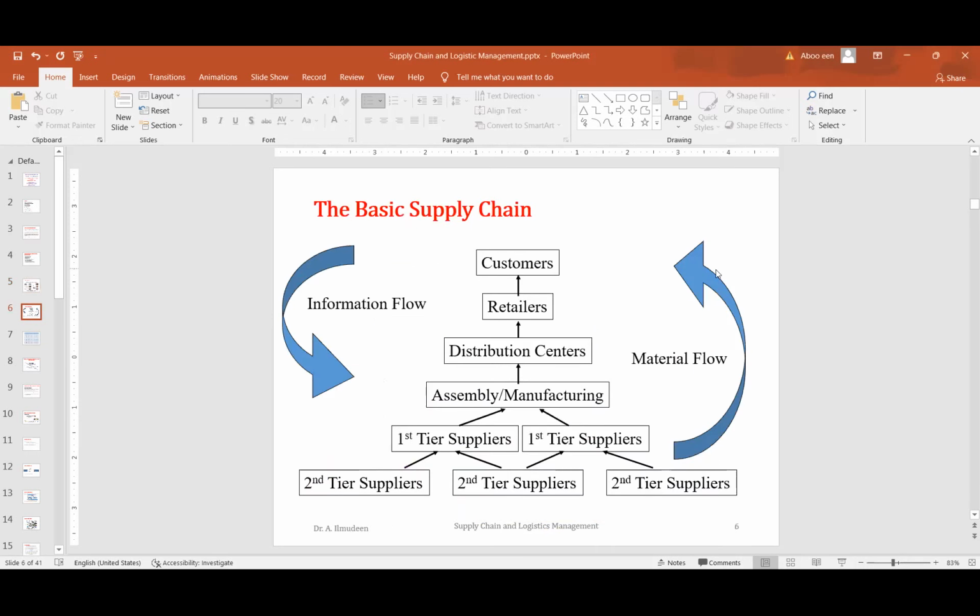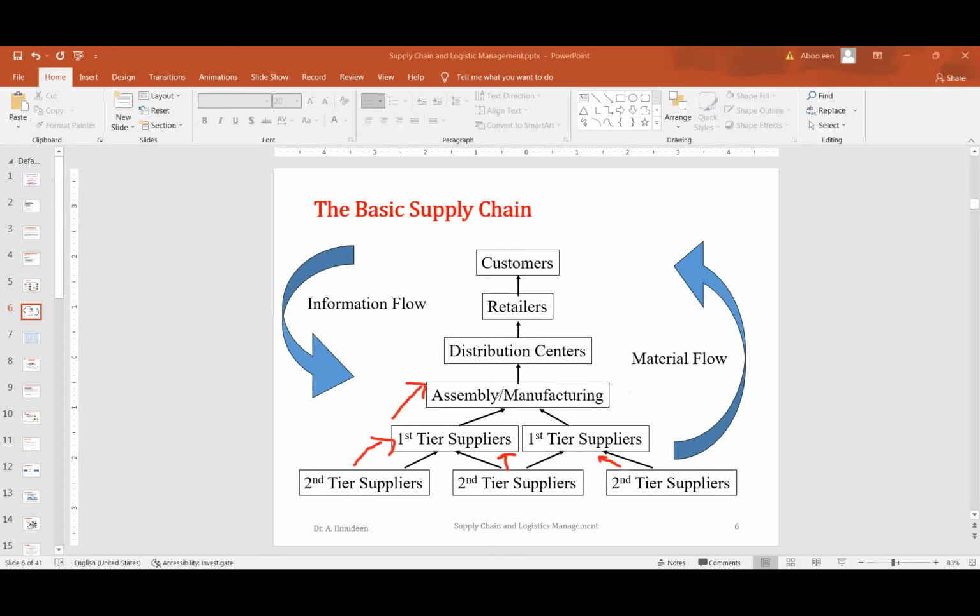Okay, look at this diagram. Here you see, as I mentioned earlier in the previous slide, there are tier level suppliers, and they are supplying the material to the tier 1 suppliers. Tier 1 suppliers are getting the materials from tier 2 suppliers, and assembly or manufacturing, the actual manufacturing business organization or the business firms, are getting the raw materials from the tier 1 suppliers.